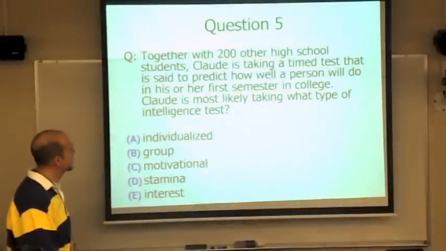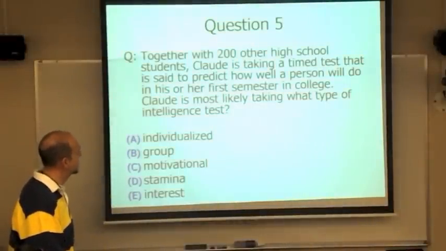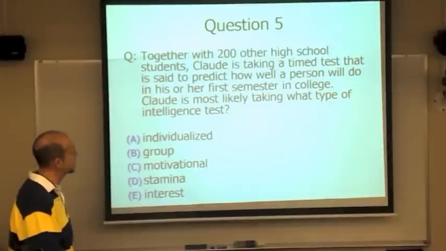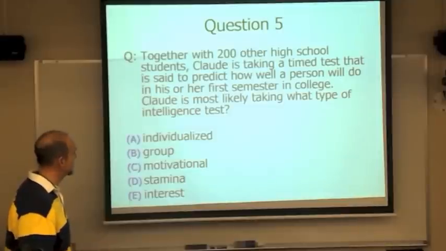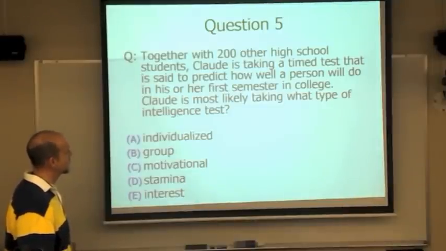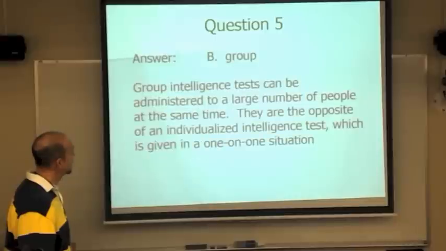Now, here's a good question. Together with 200 other high school students, Claude is taking a timed test that is said to predict how well a person will do in his or her first semester in college. Claude is most likely taking what type of intelligence test? And I think as you're looking at the question, together with 200 other high school students, most of you would say that's a group test.